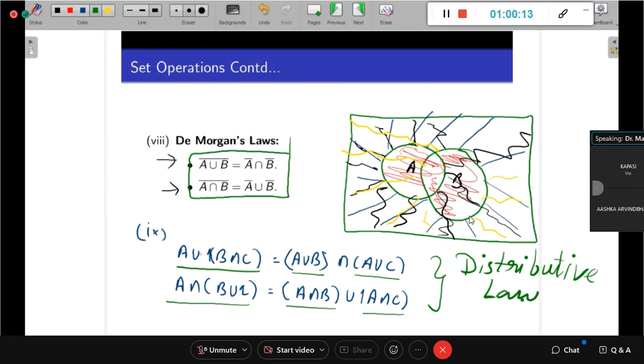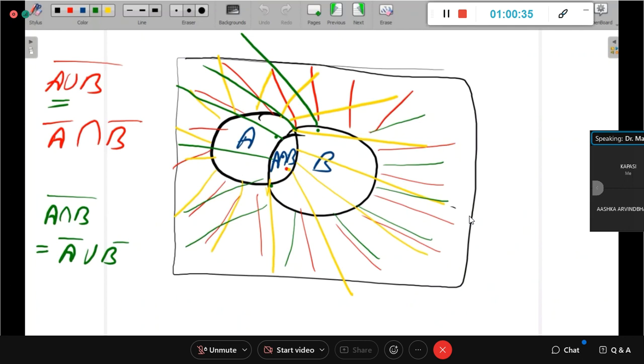You can distribute union inside and then take the intersection. For the first case, A union B intersection C is the same as taking the union of A with B, the union of A with C, and then taking the intersection. Similarly for the next case.